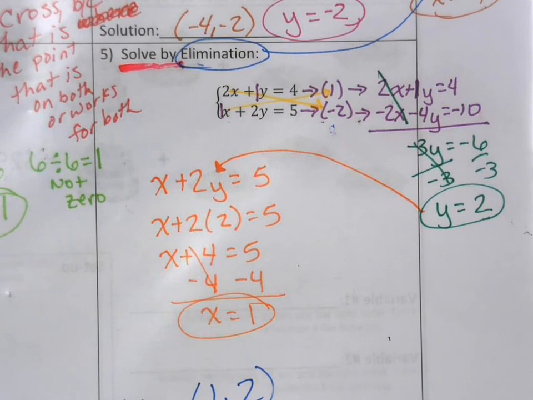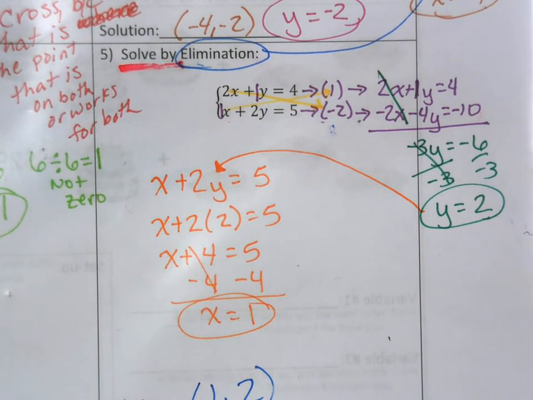Don't forget this 1. Again, that was one of the biggest mistakes I saw. They did all their steps right, and because they forgot this 1 at the very beginning, they messed it up. So 1y minus 4y is negative 3y. Divide by negative 3 on both sides, and you get y equals 2.